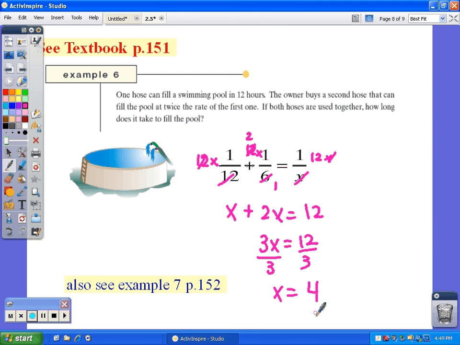Now, notice they are working together, so we add their fractions. If they were working against each other, maybe a hose and then a hole or a drain in the pool, they would subtract.